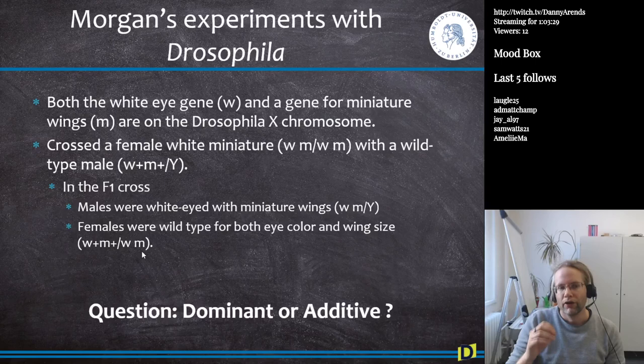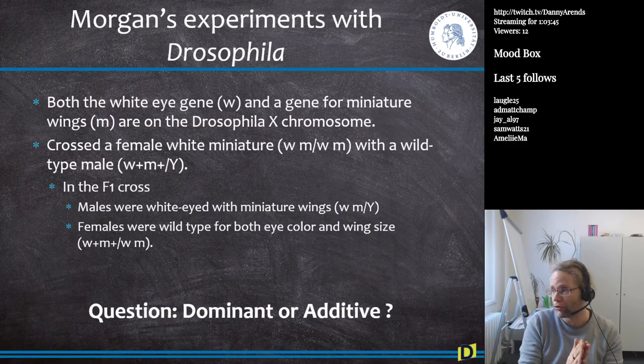All right, so one of the experiments that he did was in Drosophila, these little fruit flies. In Drosophila there is a gene which controls white eye, called the W gene. And there is a gene for miniature wings, so small wings on the Drosophila, M. Both of these genes are located on the X chromosome, the X sex chromosome.